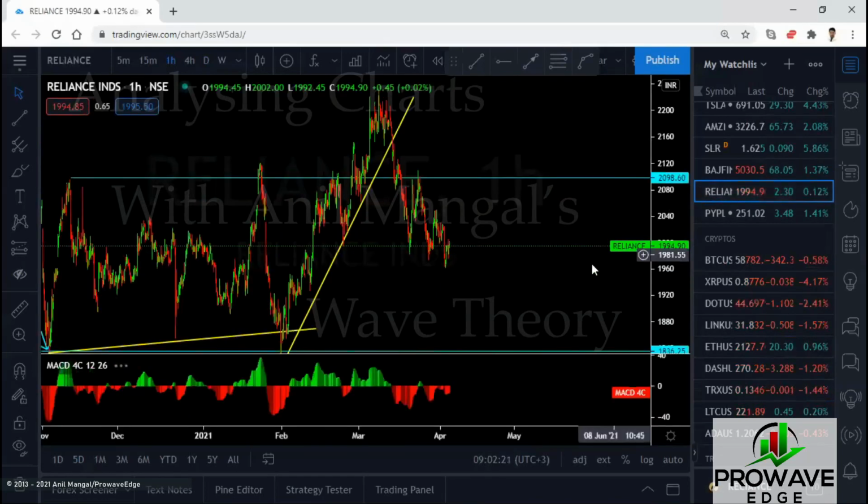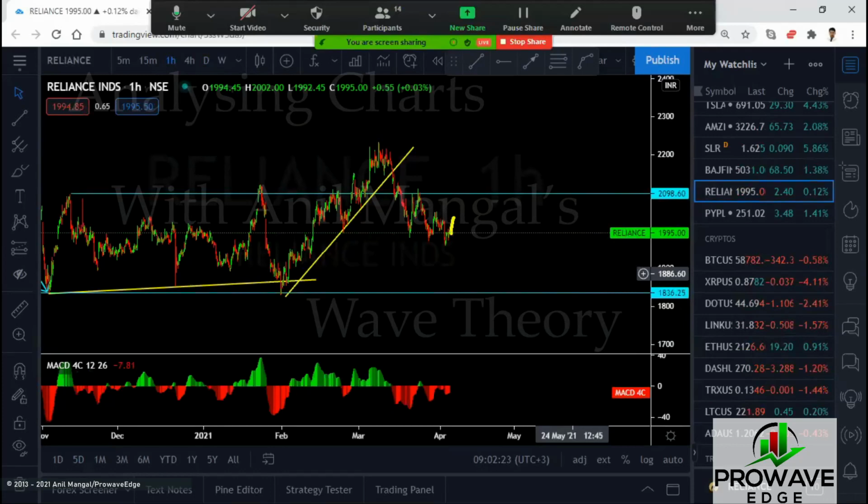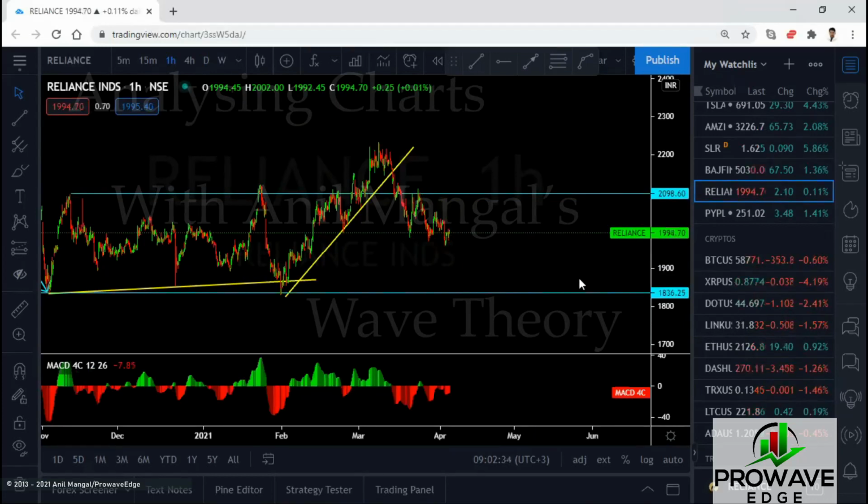Reliance. We're making more corrections here. Either a running flat or a bigger running flat here, and then drop. So there are two possibilities of running flat in there. You'll have to decide which one is forming right now. I think both of them will play out.